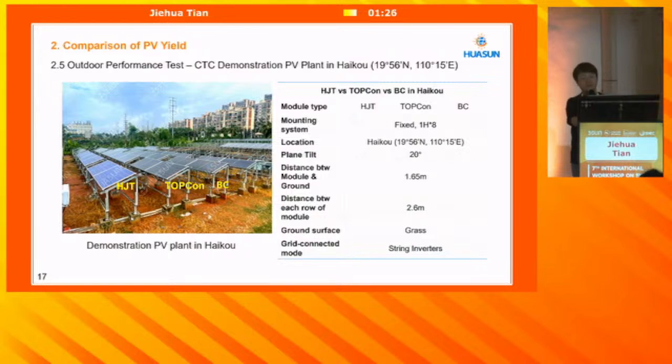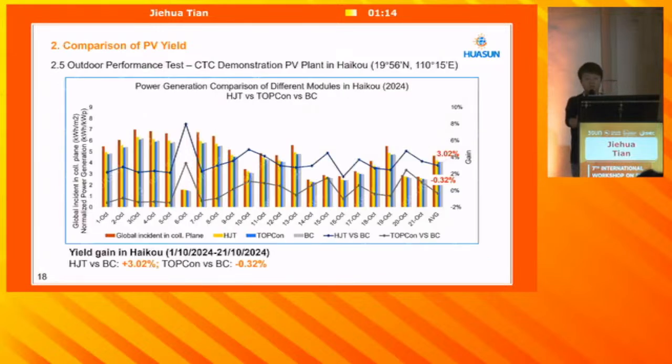Let's look at the demonstration PV plant. Hainan is a tropical monsoon climate with high temperature. We can see the yield in this plant from 1st October to 21st October in 2024. Compared to BC, HJT has 3.02% gain. For TOPCon, it has 0.32% decline.